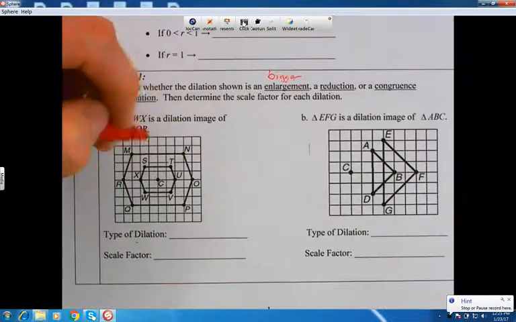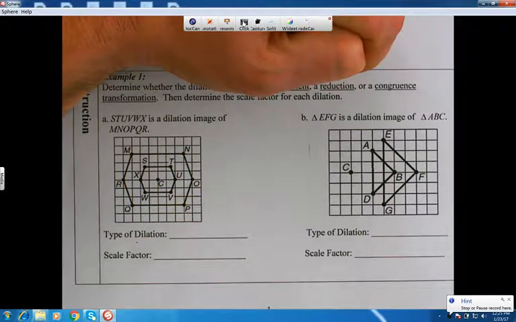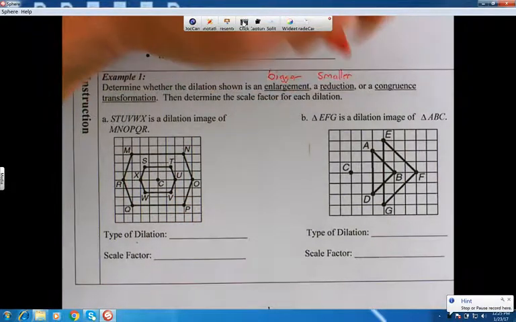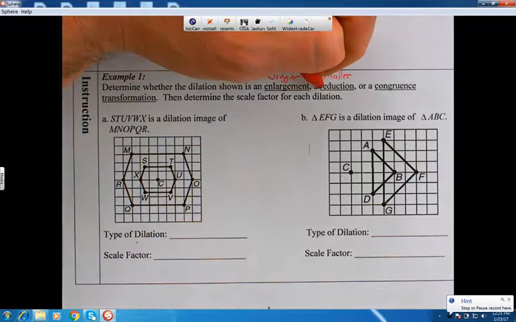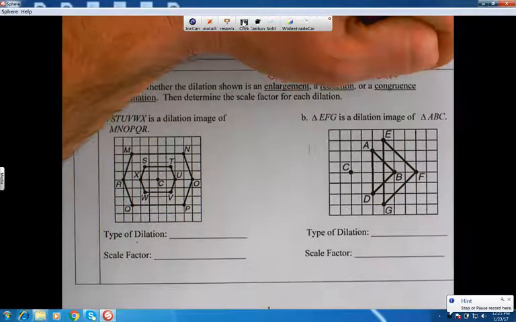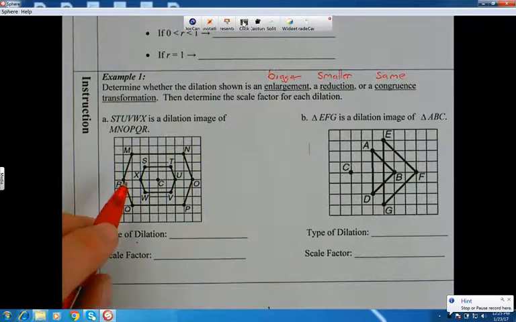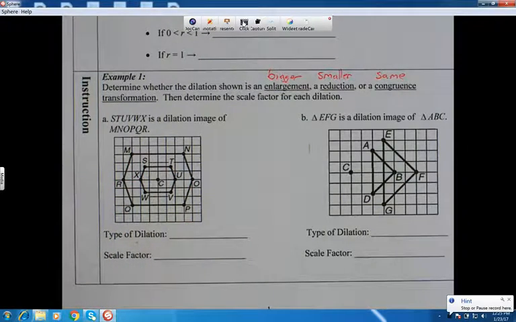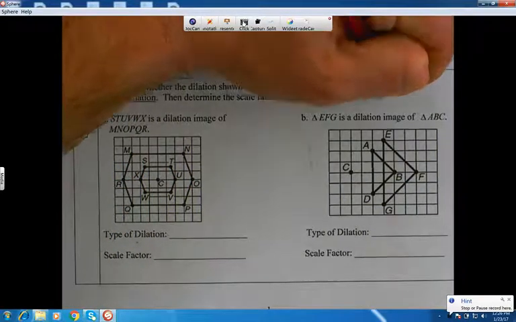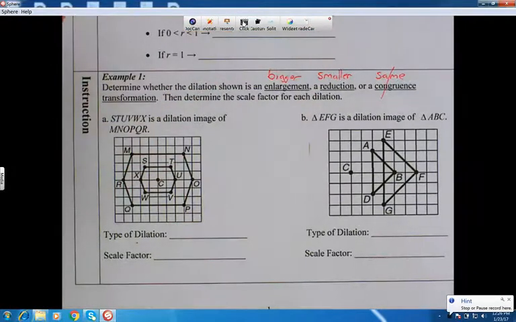from start to end, which we'll call an enlargement, or maybe the shape is getting smaller from start to end, which we would call a reduction, or maybe the shape is staying the same, and if that was happening, we'd call it a congruence transformation. We can see right now that both shapes are different sizes, so we know that in this problem it's not a congruence. It'll either be an enlargement or a reduction, and we're going to have to figure that out.